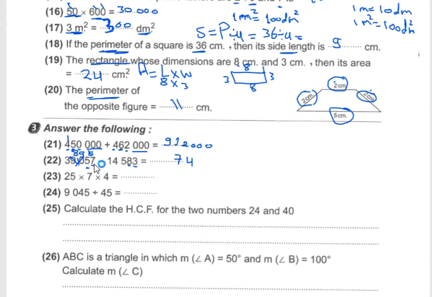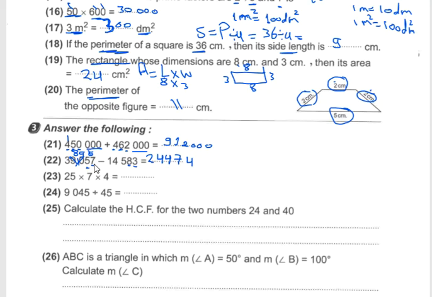9 minus 5 equals 4. 8 minus 4 equals 4. And 3 minus 1 equals 2.